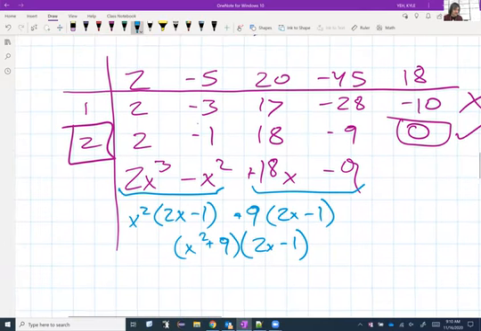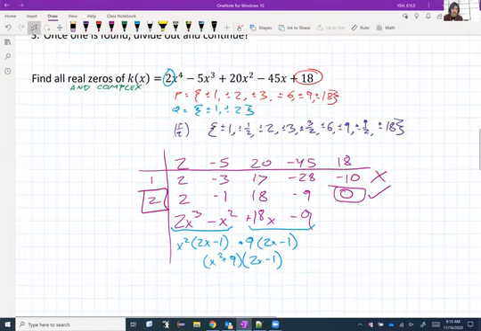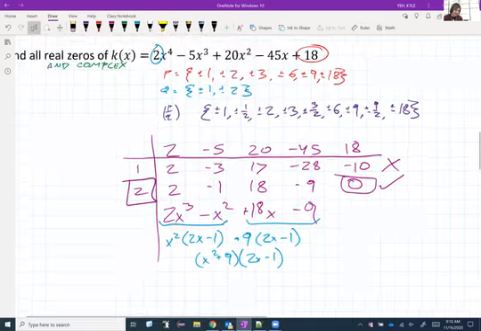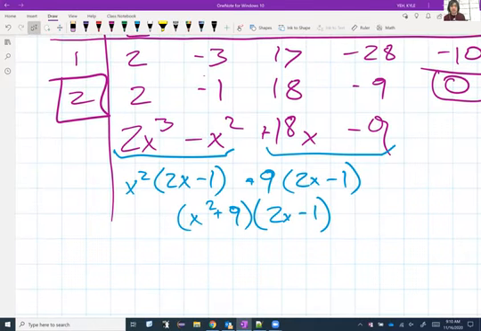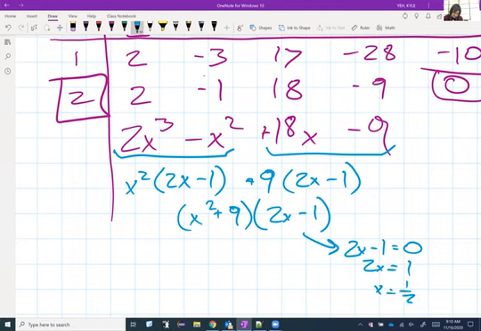Why am I factoring? I was tasked with finding all the zeros, real and complex. I found one of them, 2, but I started off with x to the fourth, so I know there should be 4. Fortunately, I think I can see another one that'll come out of here. 2x minus 1, what would make that equal 0? If x equaled 1/2. So now we have 2 of our 4 zeros.